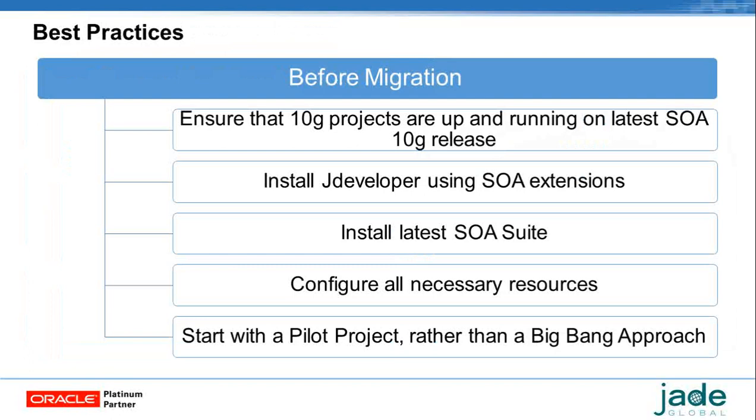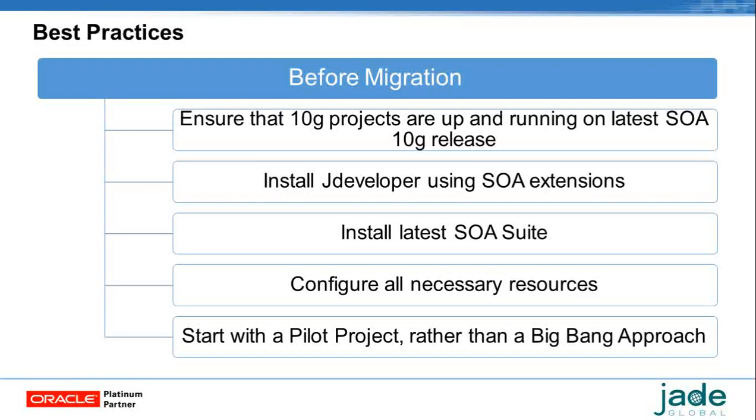And then follow an approach of a pilot project rather than doing a big bang approach. Rather than changing everything at once, start with a pilot project, make sure that the migration from 10g to 11g is smoother, do the testing, and see whether everything is getting addressed properly, and then go with the remaining approach, rather than taking all the projects initially and doing it at once.